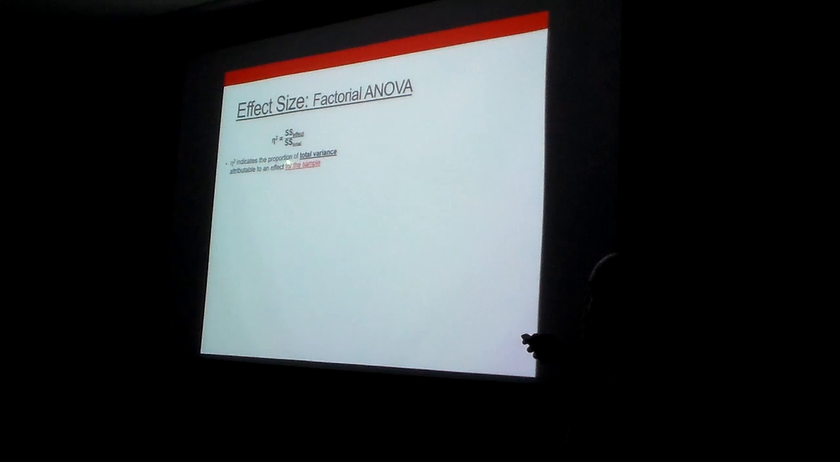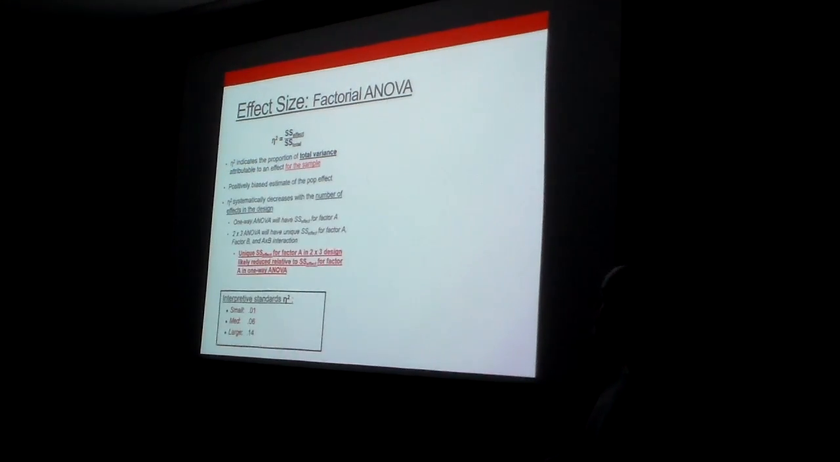So eta squared indicates the proportion of total variance attributable to an effect for the sample, okay? Why do I say for the sample? Anybody remember? Because it doesn't transfer to the population. Yeah, we have a problem with this. It's a biased test statistic because it's probably going to overestimate the actual effect. So eta squared is a nice descriptive statistic for what's going on in the sample, but it's probably not a great estimate of the actual population effect. So again, it's positively biased.